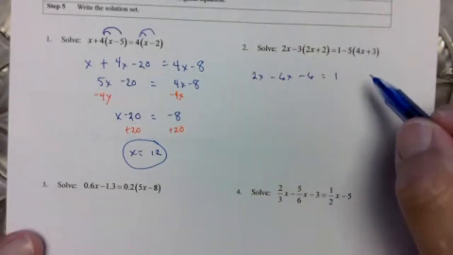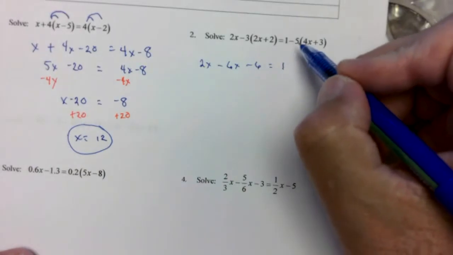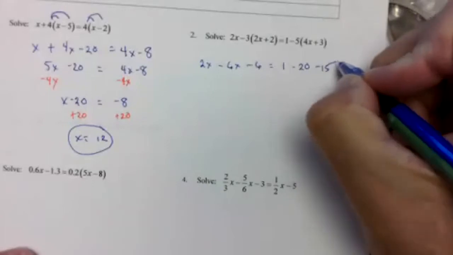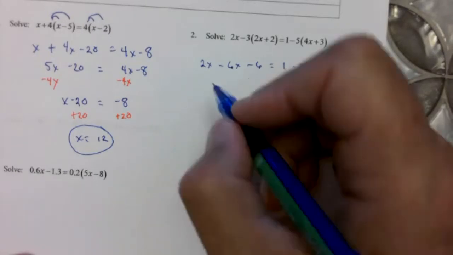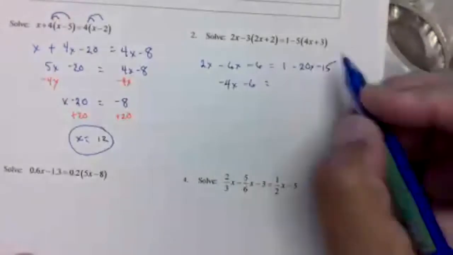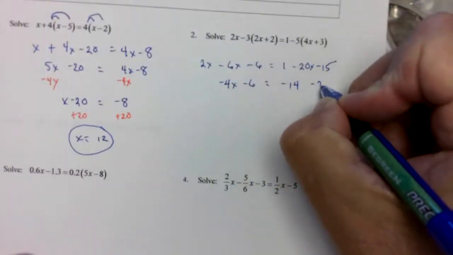Now, this one's a slight difference because I have to distribute not 5, but -5. Some like terms over here. Some like terms over here. 1 and -15 is -14.